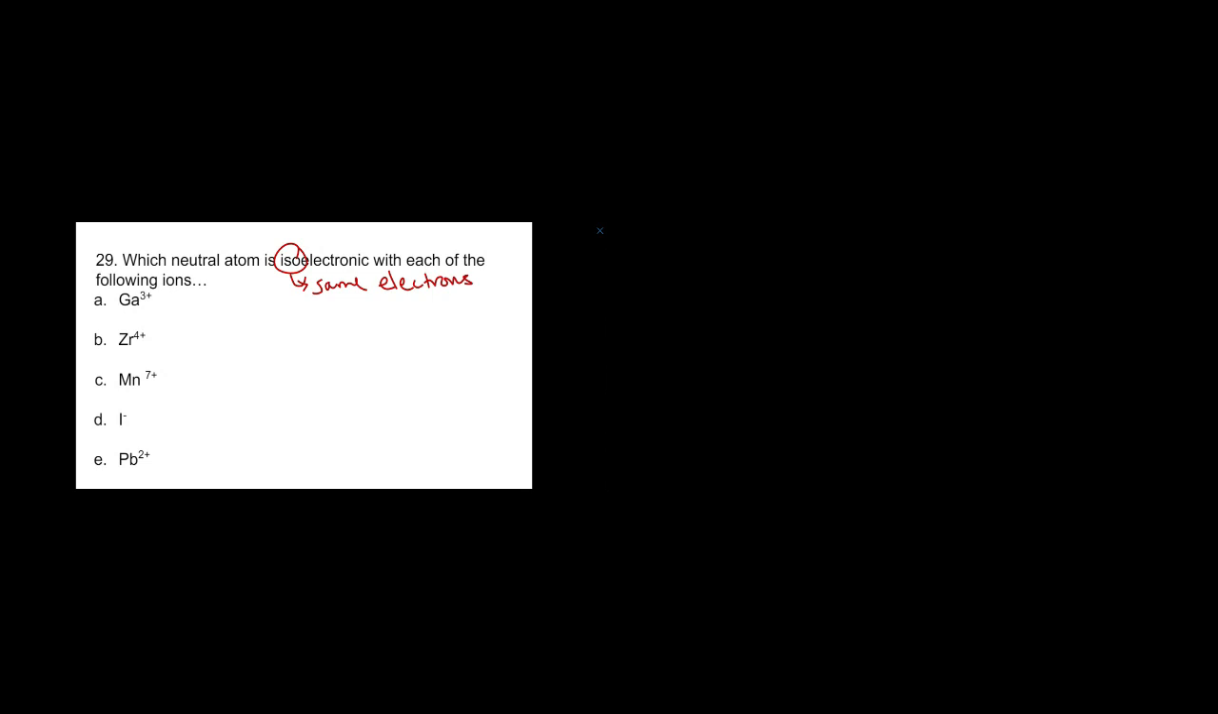So that means we need to figure out which element has the same amount of electrons. We have to figure out how many electrons are in each of these. The first thing we need to do is figure out where gallium is on the periodic table. So gallium is right here. You can't read that, but it says 31.